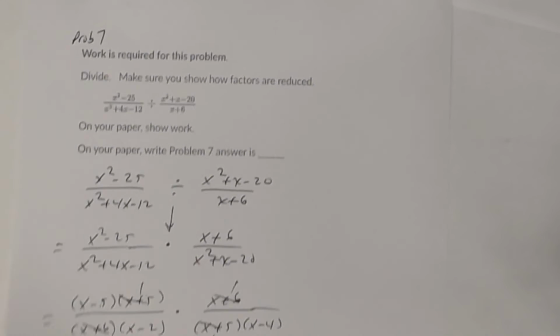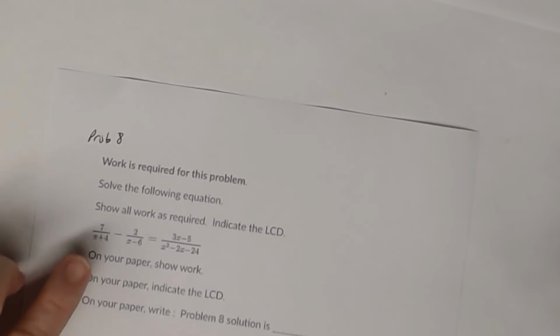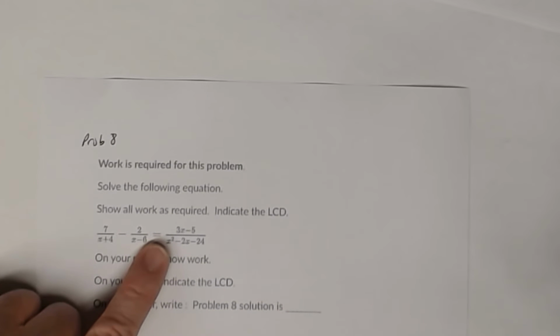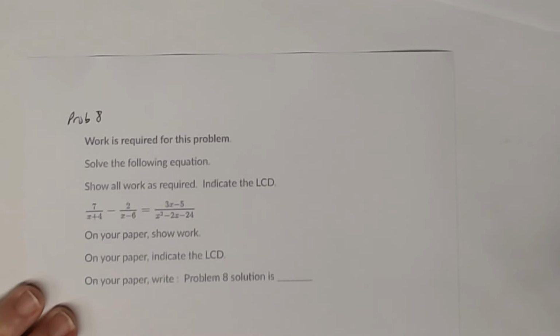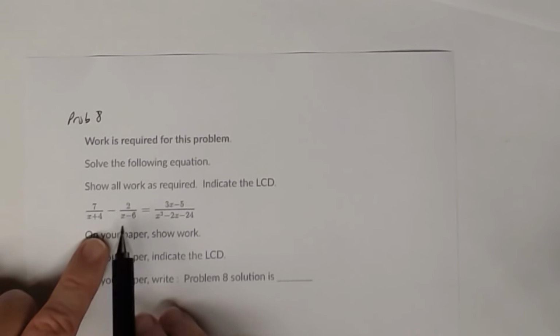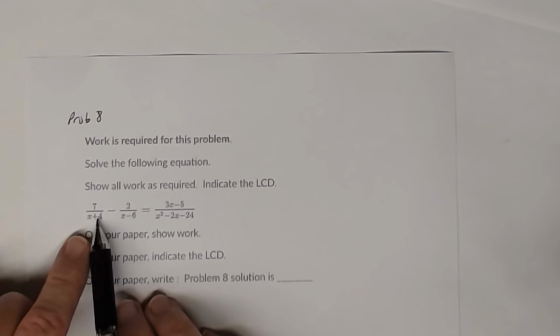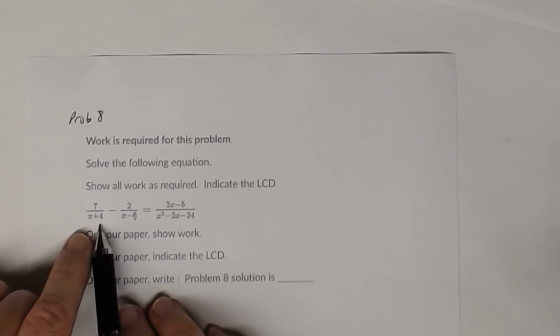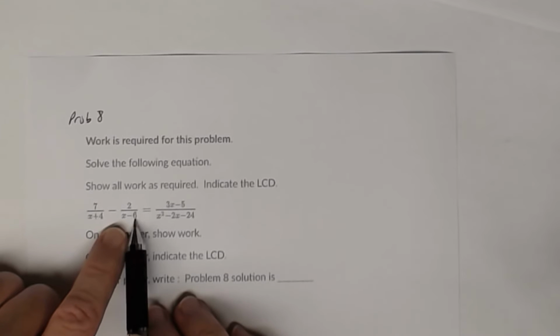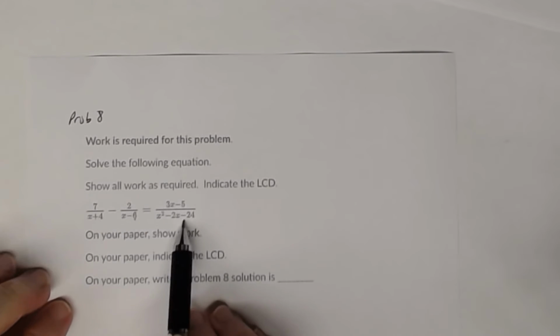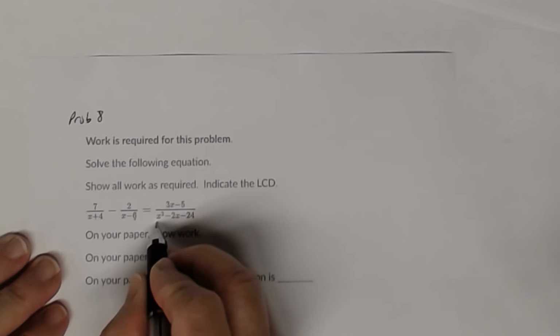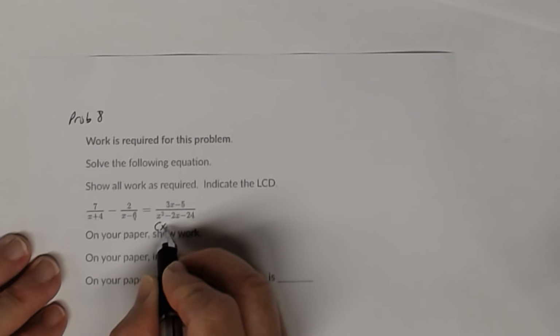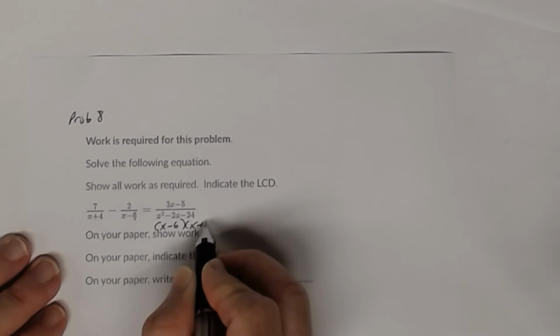All right, now number 8, you wanted to solve this rational equation. And so again, the first thing you have to do is to find the least common denominator. And if you notice, this x plus 4 cannot be reduced any further. This x minus 6 cannot be factored any further, but this trinomial that's in this denominator can. And when I factor that, I'm going to get x minus 6 times x plus 4.